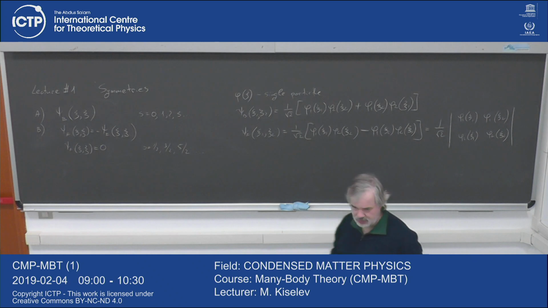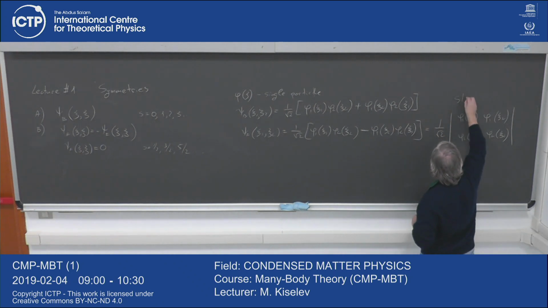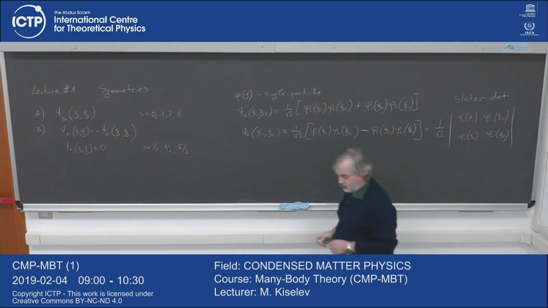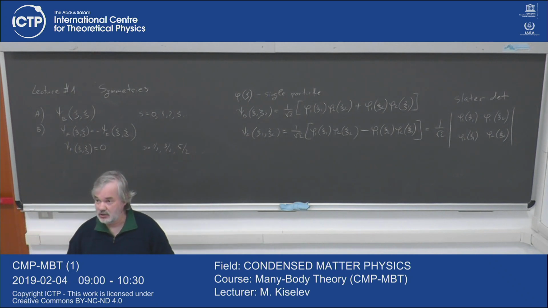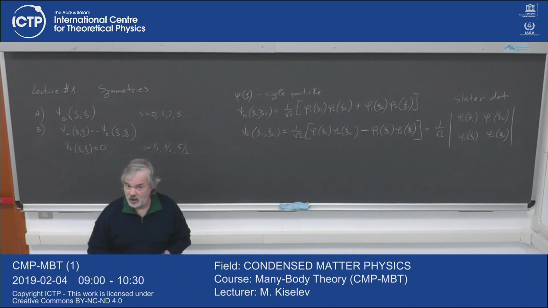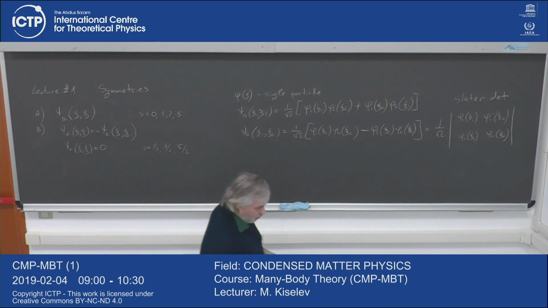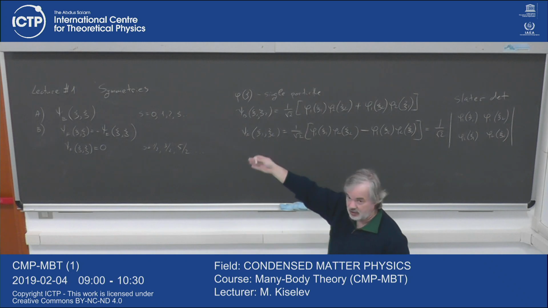And this determinant has a name. You probably know the name. This is a Slater determinant, correct. And of course, from the course of linear algebra, we know the property of determinants. If you interchange any two rows or any two columns, the sign will change, and this is reflected in the fact that the wave function of fermions is antisymmetric by construction.